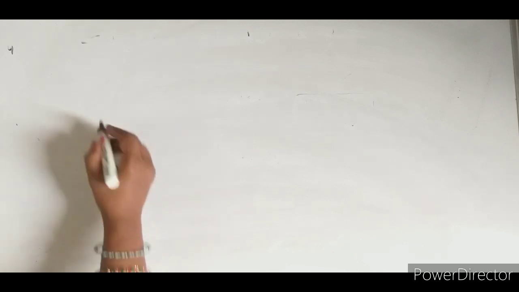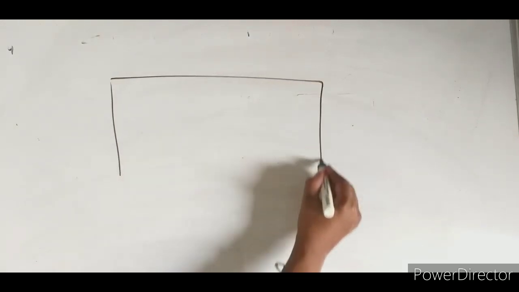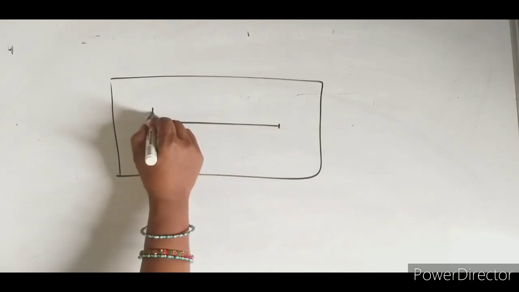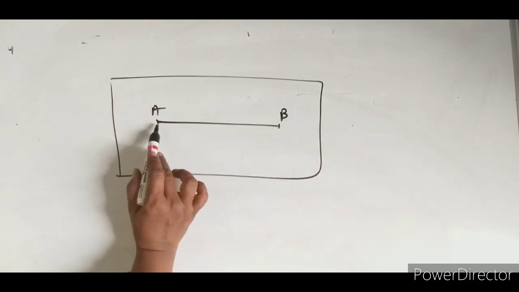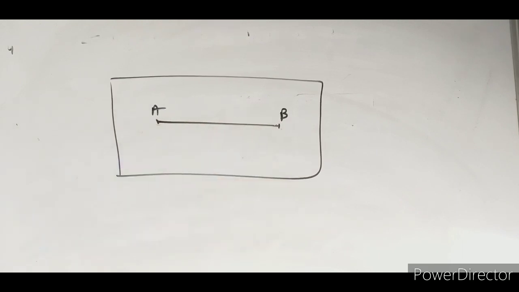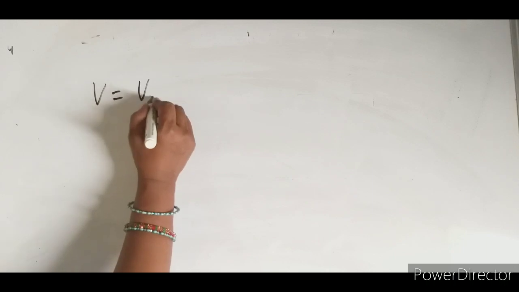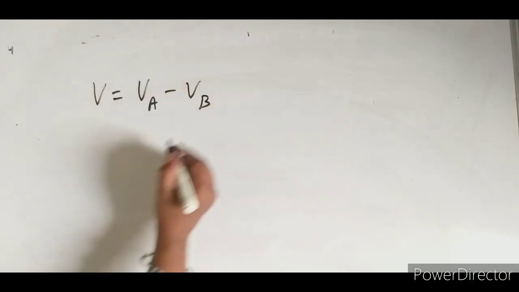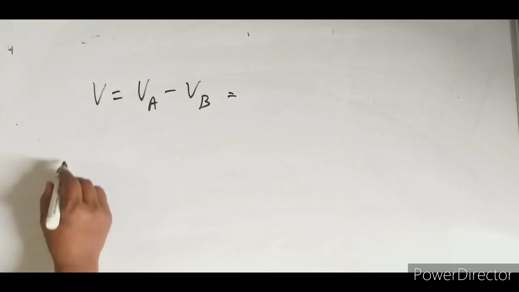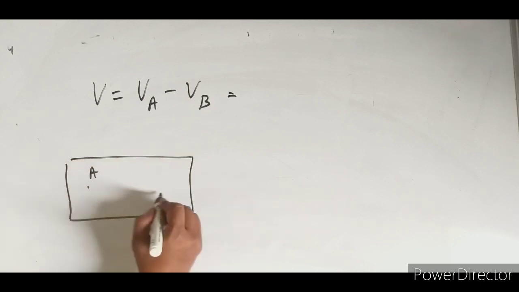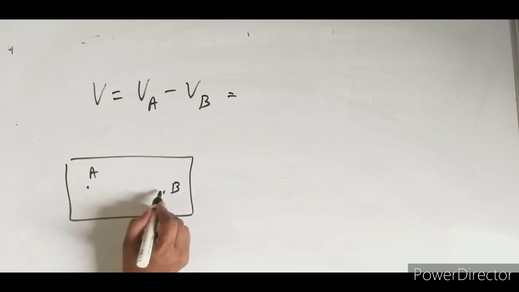Same thing only, potential difference. Potential difference is always considered between two terminals within that electric field. Let it be A, let it be B. Whatever the difference in potential between these two terminals is known as potential difference. So we can say V is VB minus VA. For example, let it be A, let it be B.